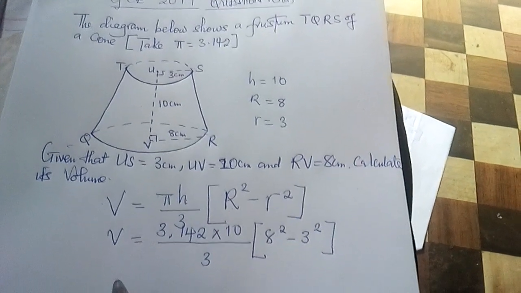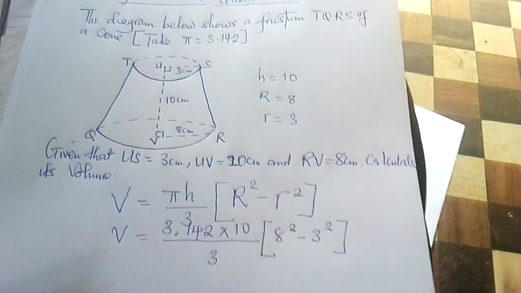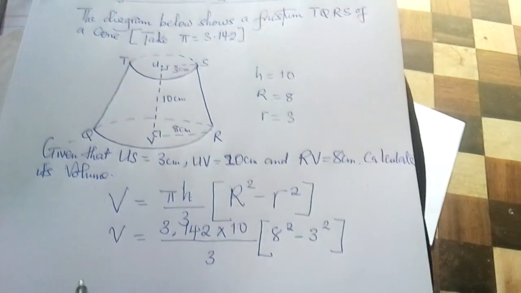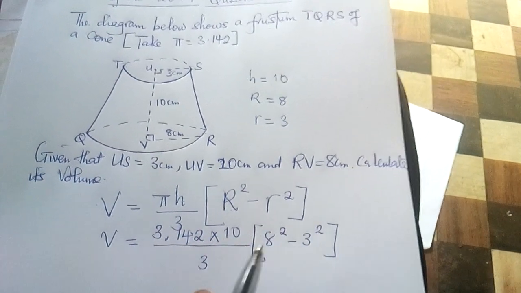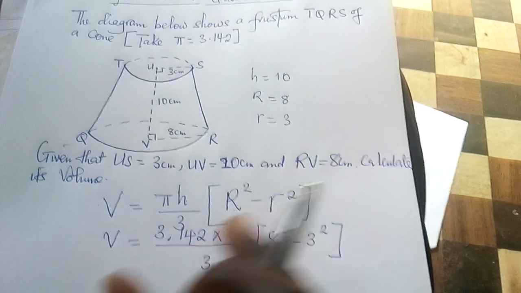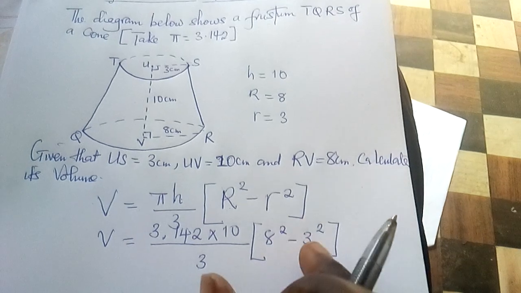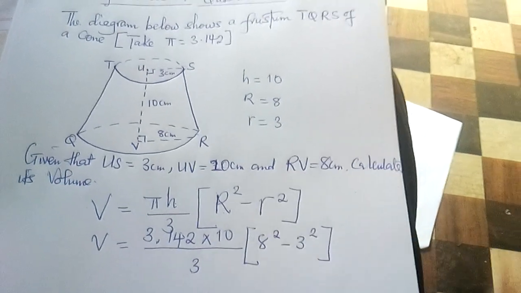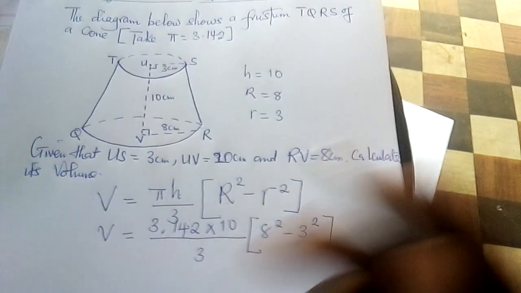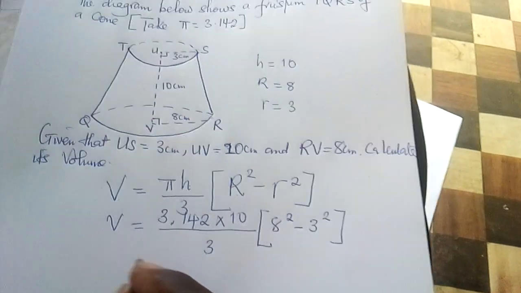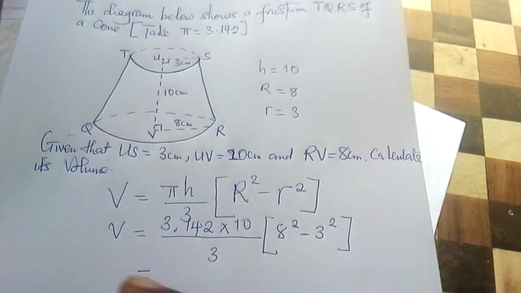In your exam, because of time, you can do this straight away using your calculator. You say 3.142 times 10 divided by 3. When you get that answer, you open a bracket, put 8 squared minus 3 squared, close the bracket, then press the equal sign. You'll be able to get the direct answer. But now I want us to do this step by step so that you understand quickly and without difficulties.